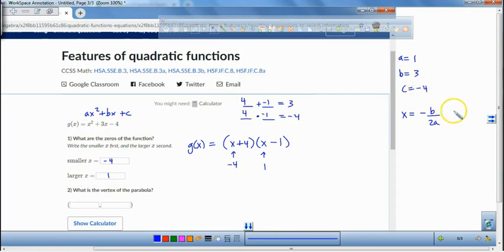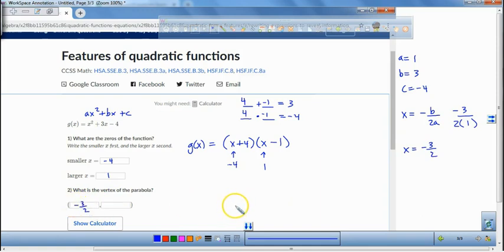All right? So we're going to do negative b, which is negative 3, over 2 times our a value, which is 1. So we get negative 3 over 2. So that's our axis of symmetry. All right, so negative 3 over 2.